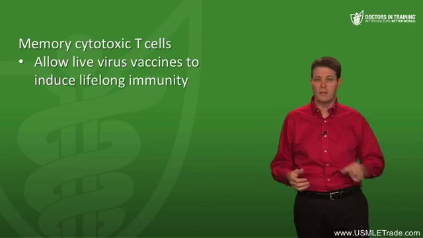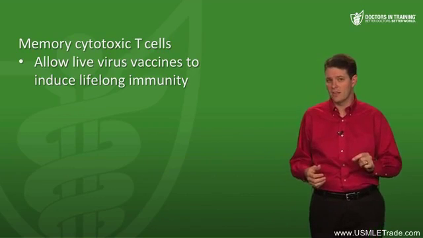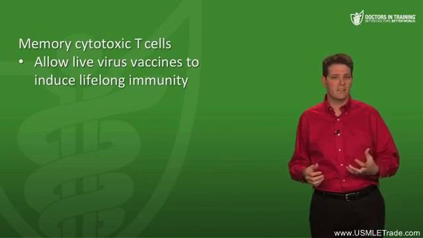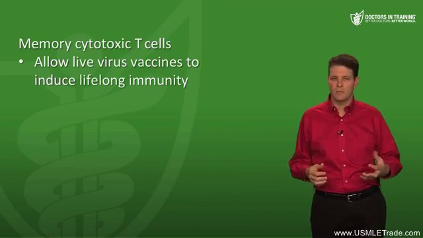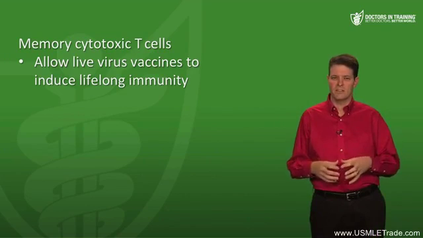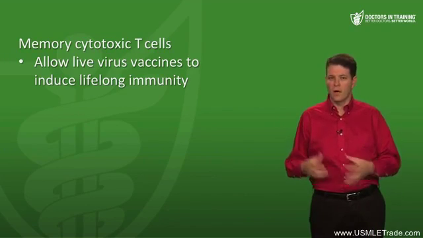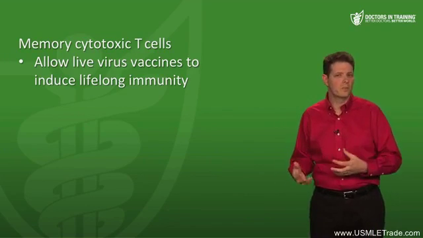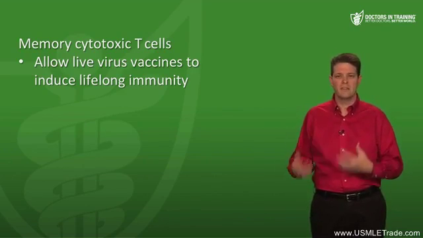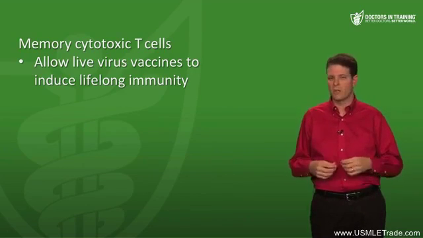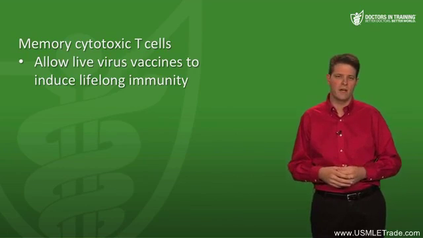Now, memory T cells can survive a long time, and in the case of memory cytotoxic T cells, this is what allows some vaccines, especially live virus vaccines, to induce lifelong immunity, because that population of memory T cells can stick around for so long. Other types of vaccines may require boosters because they only induce memory helper T cells and sometimes memory B cells. We're going to go over all that again when we talk about vaccines in Immunology 5.